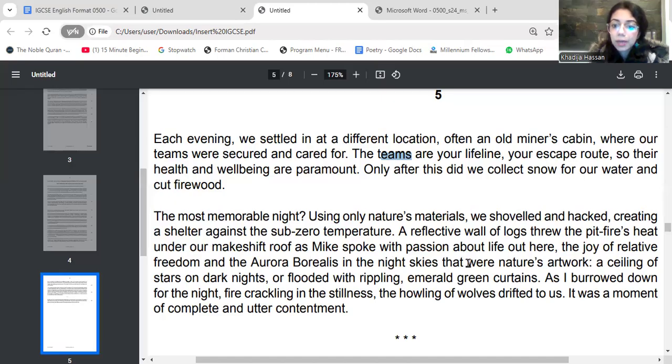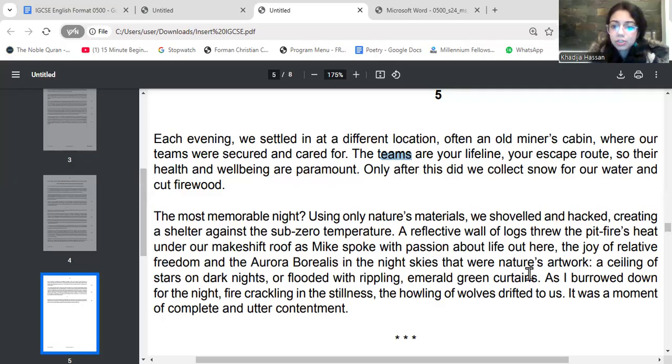As Mike spoke with passion about life out here, the joy of relative freedom, and the aurora borealis, I'm not sure if I'm pronouncing this right, but this is northern lights. I'm sure everyone's familiar with northern lights. It's kind of like a spectacle in the northern areas where it's like these colorful lights, often green and red. And it's a natural spectacle.